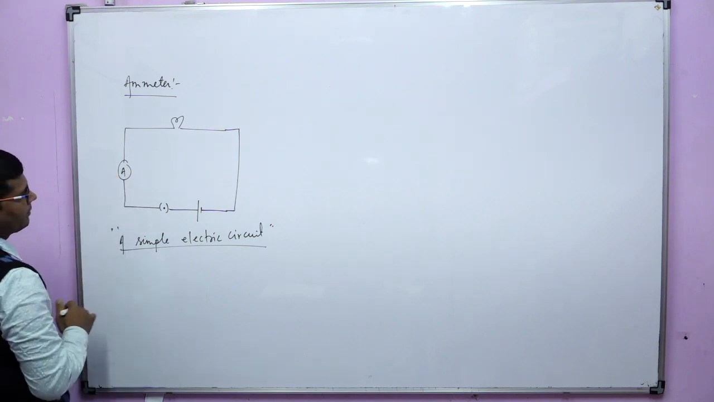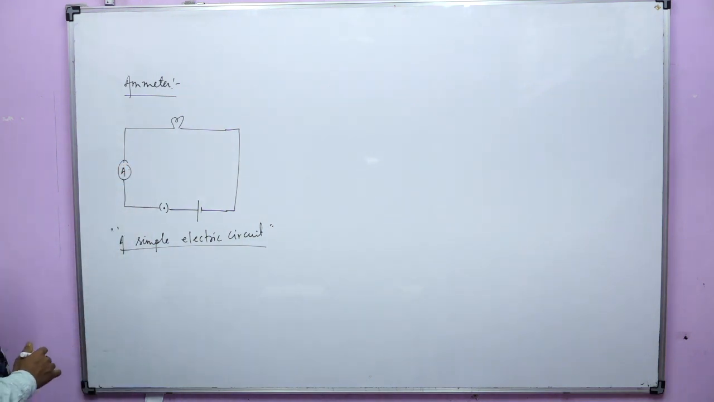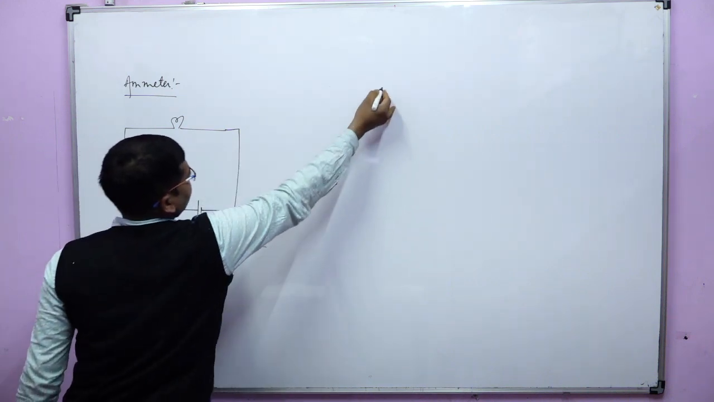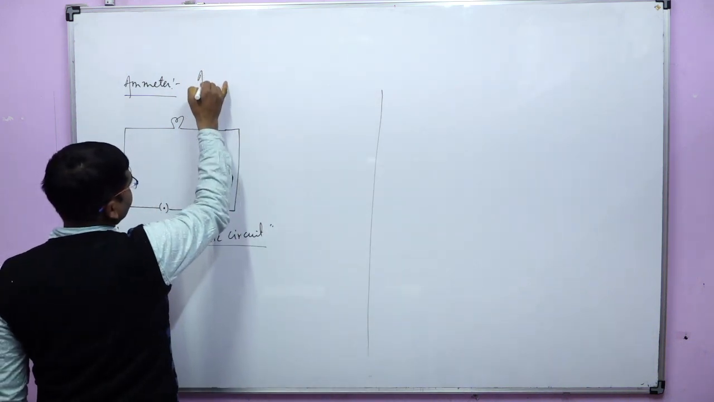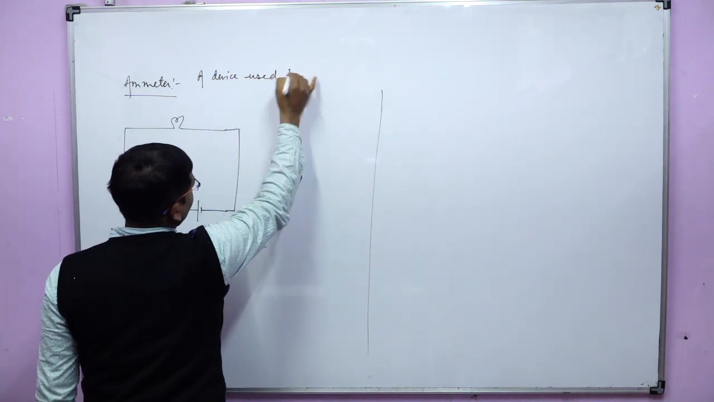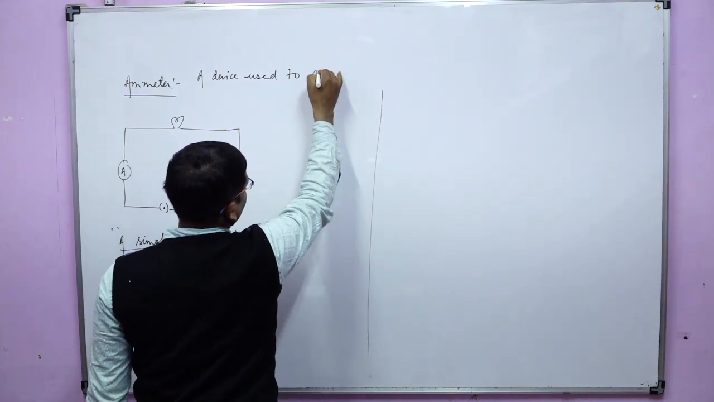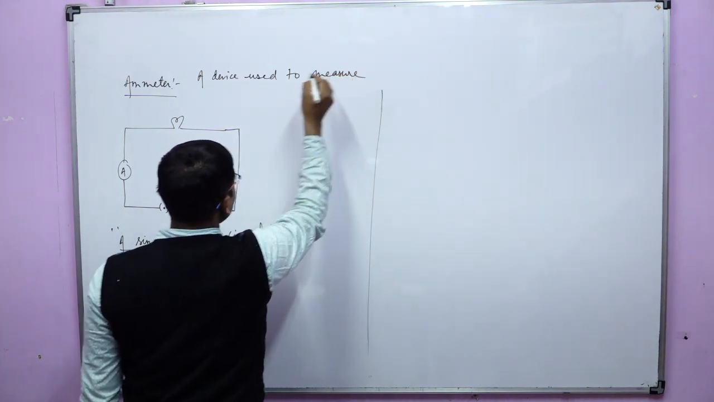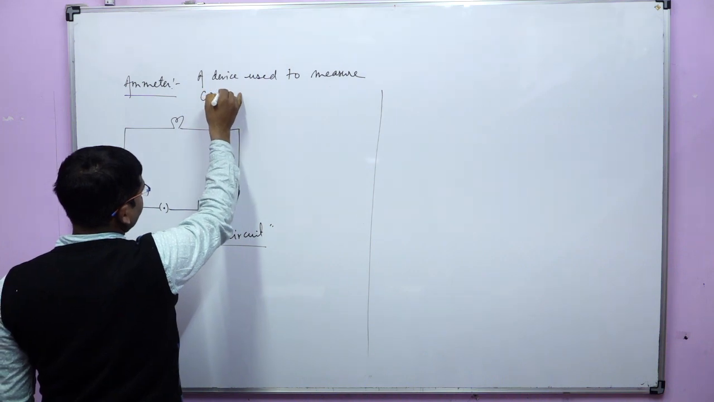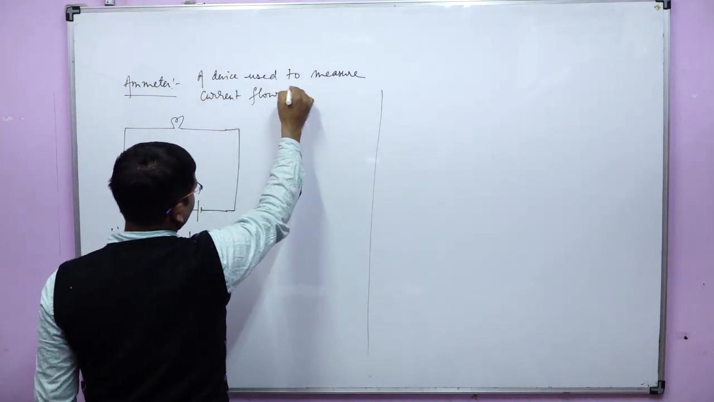You find here the ammeter. So how is it connected? Ammeter definition: it is a device used to measure current flowing through a circuit.